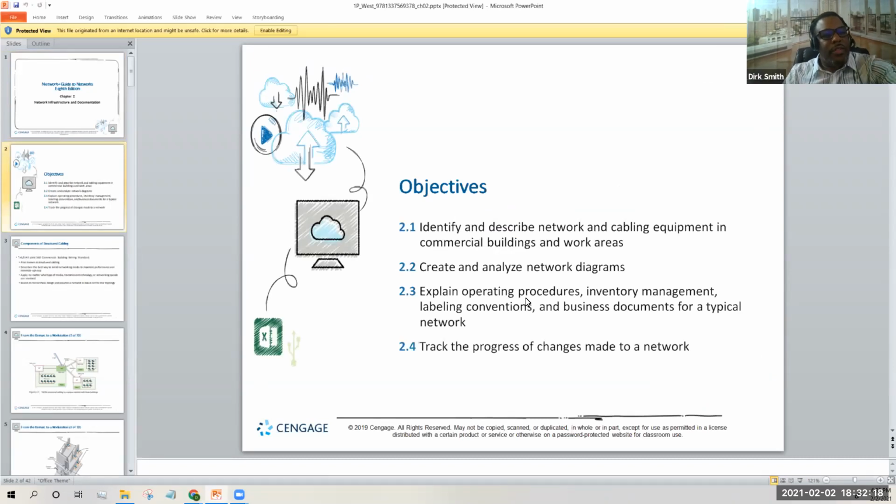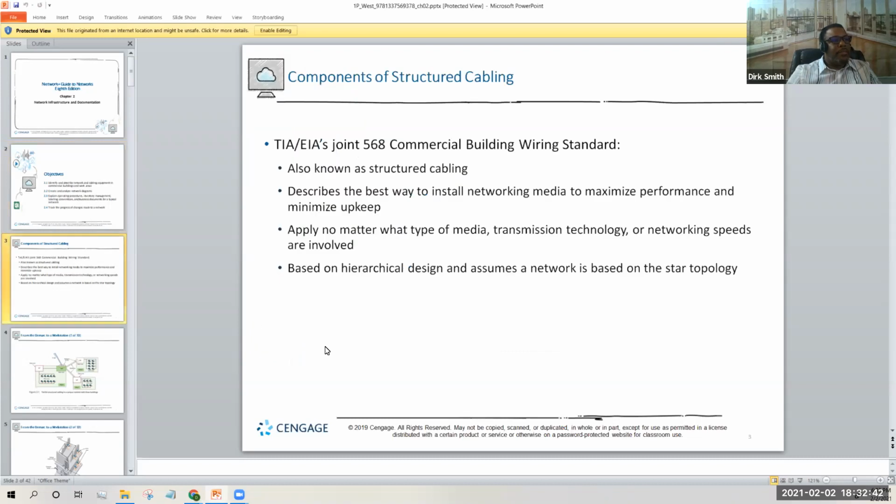Here are a few of the objectives we'll be going over tonight. Identifying and describing different types of networking equipment in the commercial building area. Creating and analyzing different types of network diagrams and exploring the procedure for inventory management and labeling, very important tasks that are all used in the networking industry.